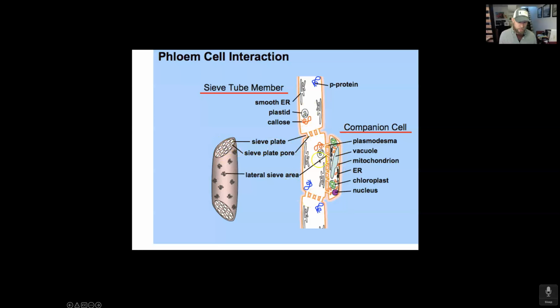And then you can see there's lots of other structures inside the companion cell and the sieve tube members. You've got endoplasmic reticulum, where a lot of respiratory processes are going on. You can see the mitochondria in here in the cell. They might have chloroplast in them, and then of course a nucleus.